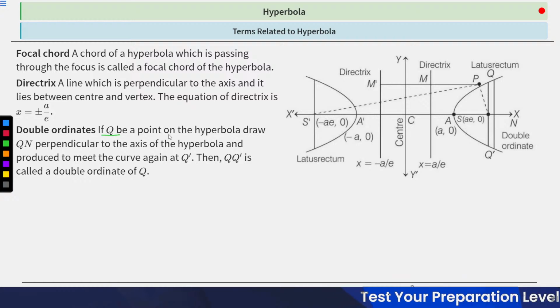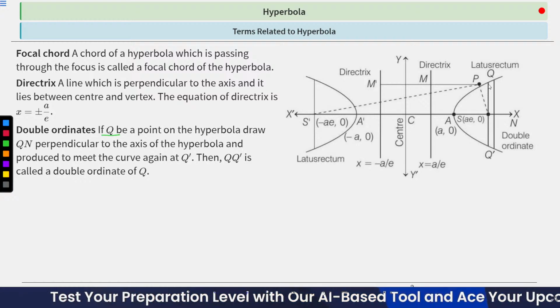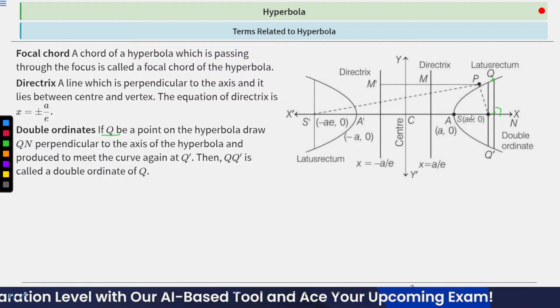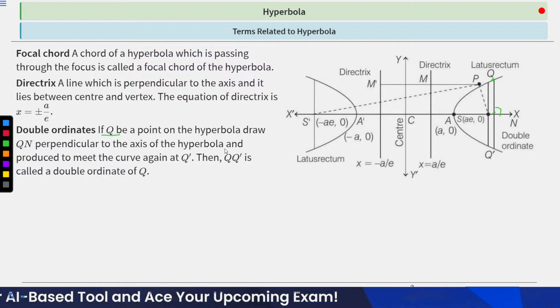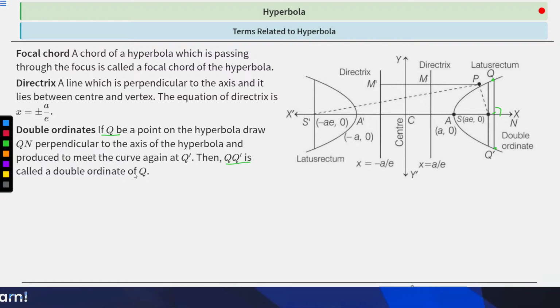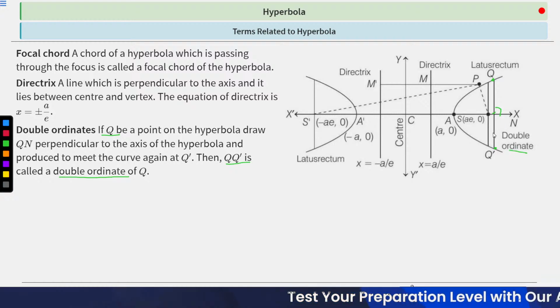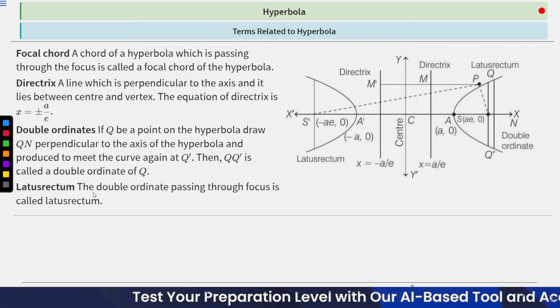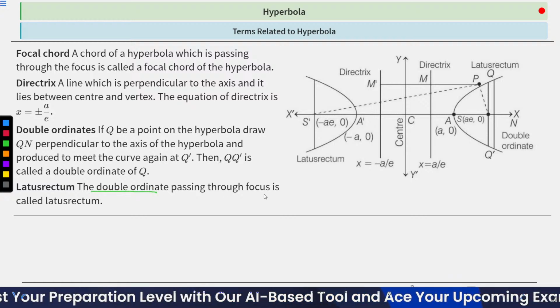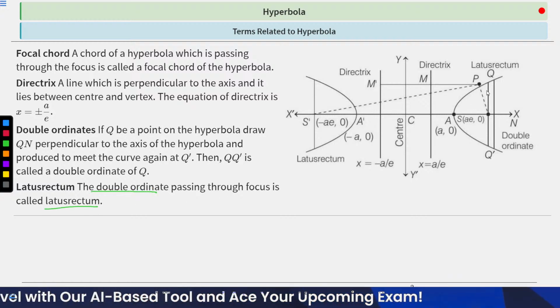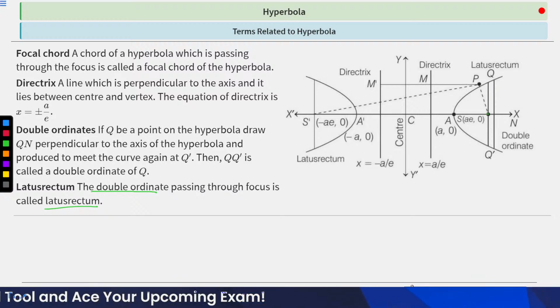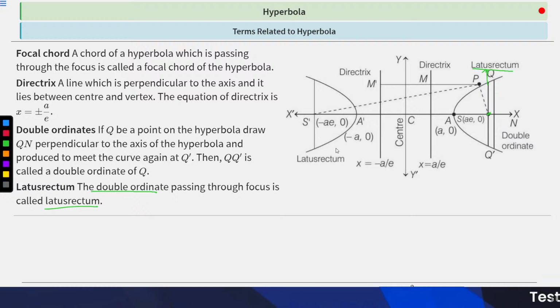Now double ordinates. If Q be a point on the hyperbola, draw QN perpendicular to the transverse axis of the hyperbola and produce it to meet the curve again at Q prime. Then Q prime is called the double ordinate of Q. Now latus rectum: the double ordinate passing through the focus is called the latus rectum. As you can see, this is your latus rectum. Okay.